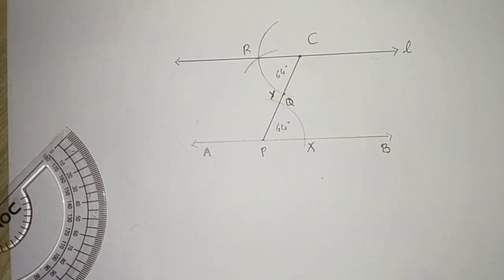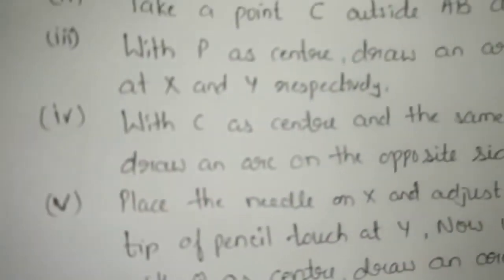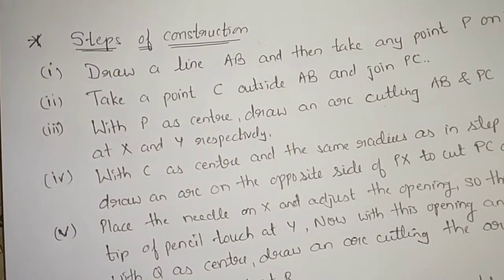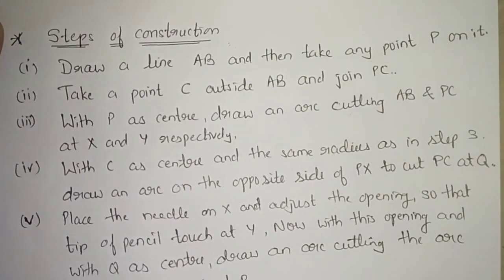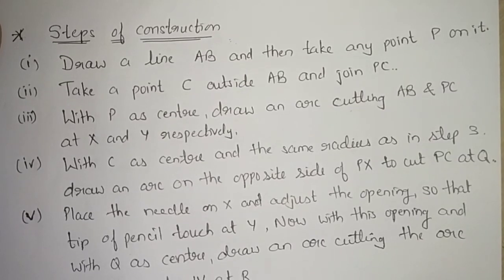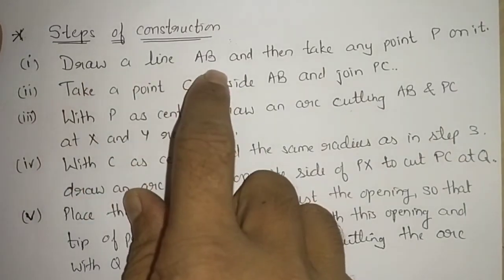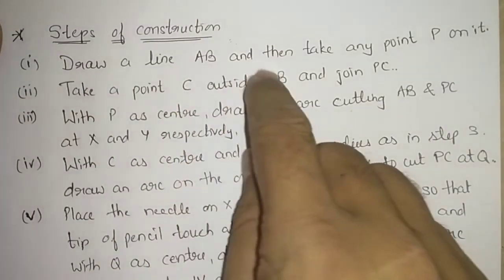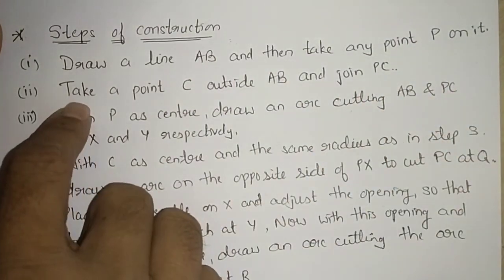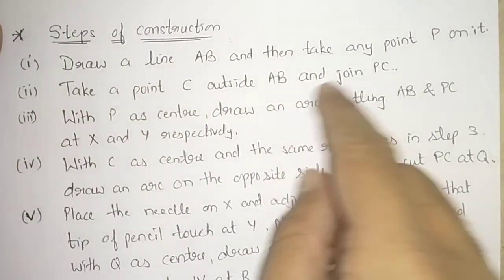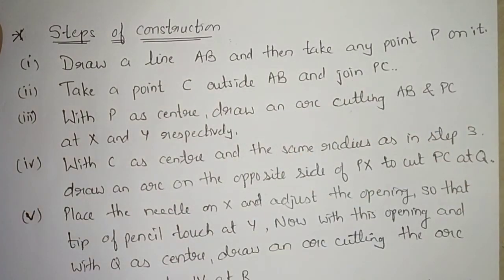Now coming to steps of construction, whatever I have drawn, I have to write also. This is the steps of construction. First I have drawn a line AB, so I have written: draw a line AB and then take any point P on it. That we have done. Take a point C outside AB and join PC. We have done that way only.